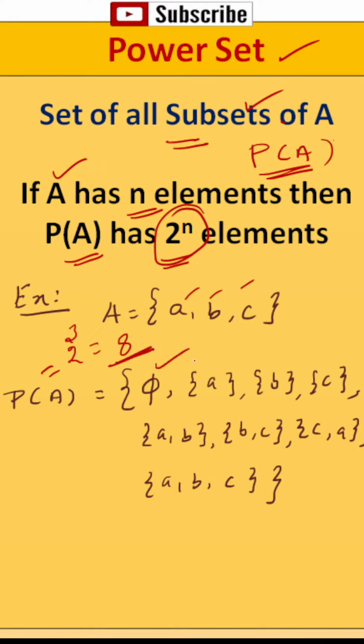So the first one is nothing but the empty set you write. Then the singleton sets, that consist of A, B, C, and then you have to combine the sets with 2 elements like A, B, B, C and C, A, and the whole set A, B, C. So totally we have 8 sets.